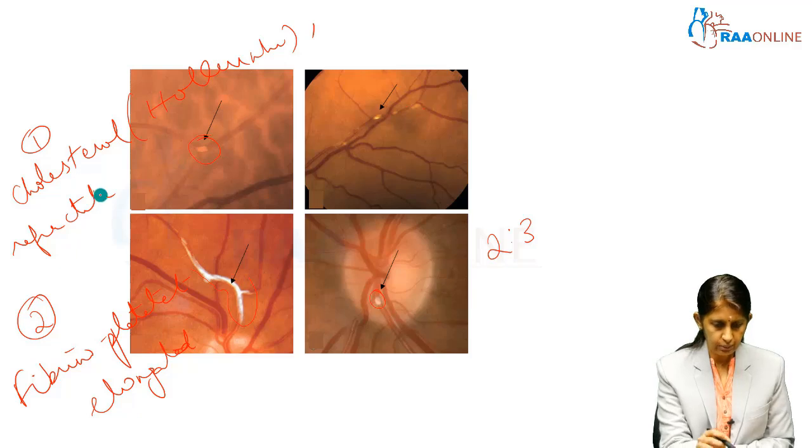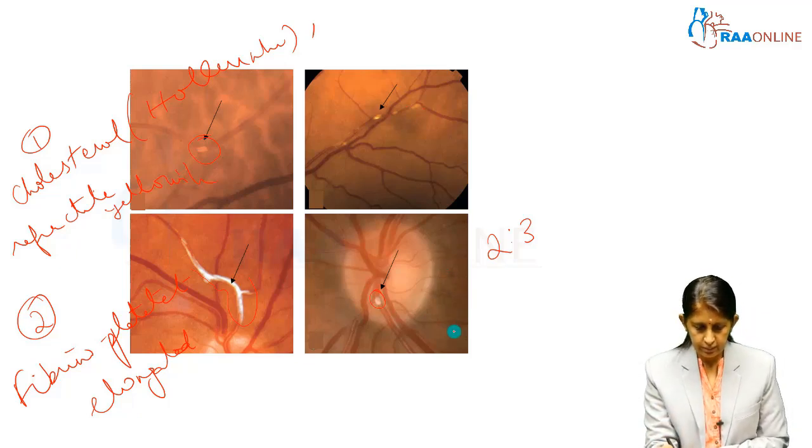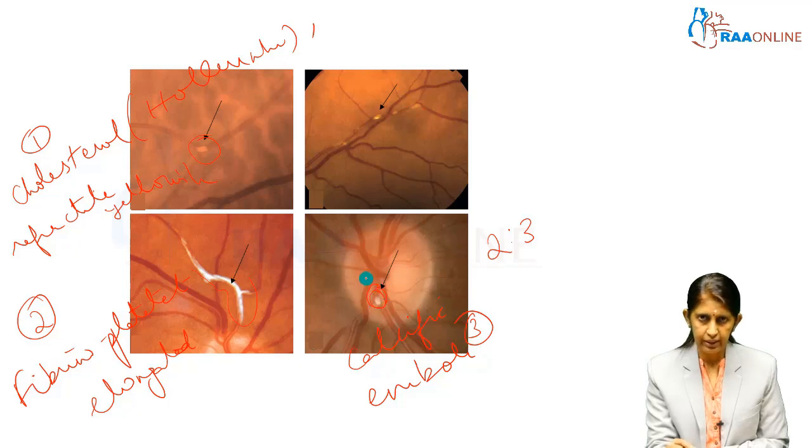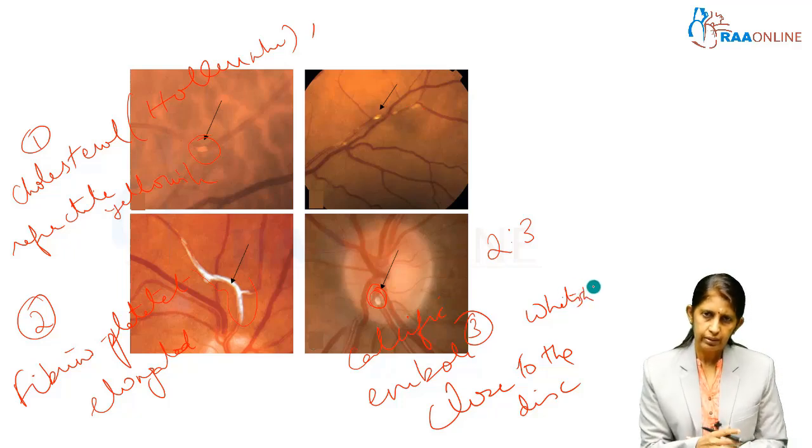Cholesterol emboli are yellowish. They are more yellowish, and this picture that you're seeing here is a cholesterol emboli at the bifurcation. The third type is called calcific emboli. Calcific emboli are present here. This is the calcific emboli, and this is present classically close to the disc. So when you see an embolus close to the disc, it's most likely a calcific emboli. And again, one more point to notice, these are whitish in color. So this whitish nature is because of the calcium.